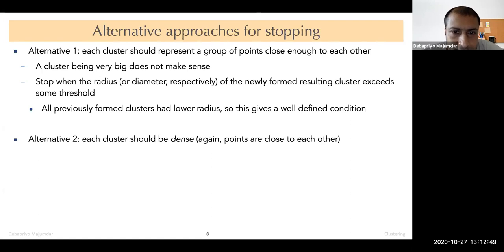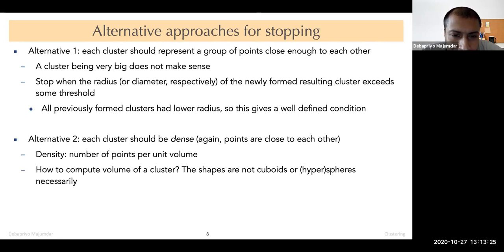The other possibility is by density. The concept is similar: each cluster should be dense, not only small but also dense. Dense means points are close to each other. But how do you compute density? Normally, you compute density as the number of points per unit volume. In 3 dimensions we think about volume, and in higher dimensions we can also think about volume, with the same formula extended. Now, how to compute the volume of a cluster?